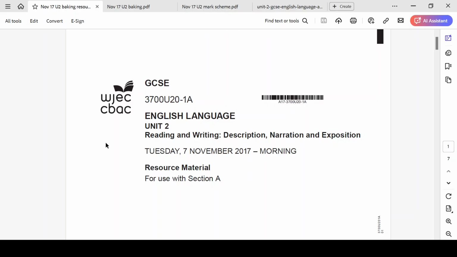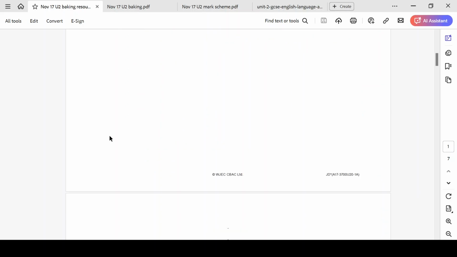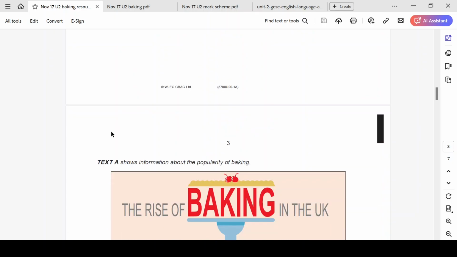I've also downloaded the resource material. That's the little booklet with the 5 texts in it, usually printed on glossy paper, and you'll need text A for the first few questions.